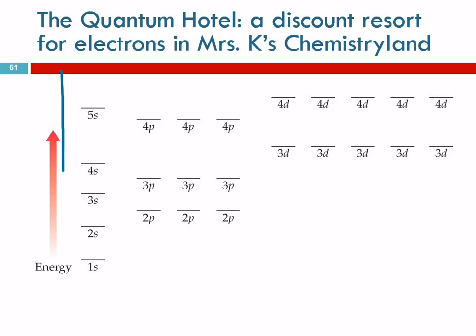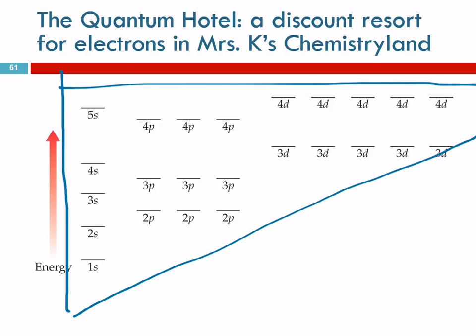And this is, you know, a crazy hotel. It's shaped kind of like an inverted pyramid. You wouldn't want to build this in California because the first little earthquake and things are going to topple over. The bottom floor has one room, the S room. 1S because it's on the first floor. The second floor has a 2S room, and this is the 2P room, and it's got 3 beds. So each of these lines is a bed. You can put 2 people in a bed, but they have to have opposite spins.